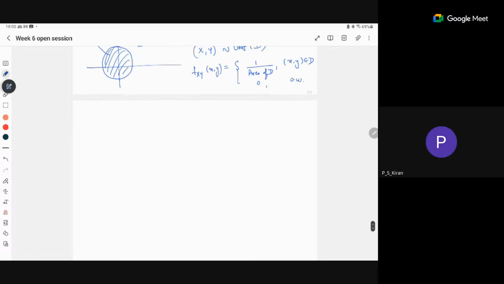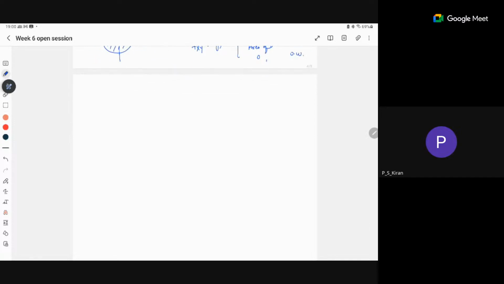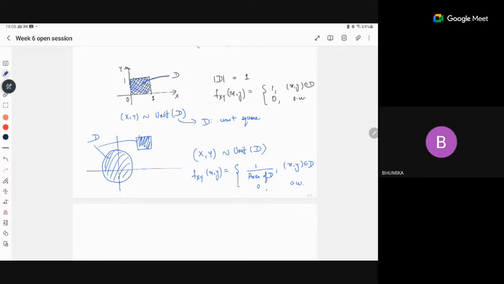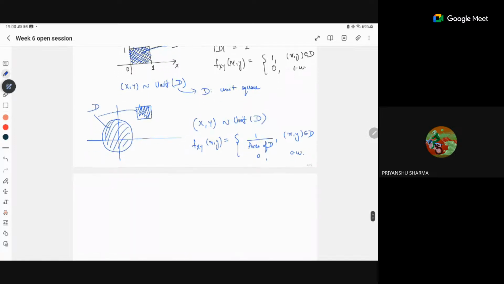We'll see more examples once we finish all the topics. In the above example, we add the circle and square areas both, and that would be area of D. What I'm saying is that xy is uniform in D, and D is these two regions. So the joint PDF of x and y will be 1 upon area of D, whatever area we calculate.